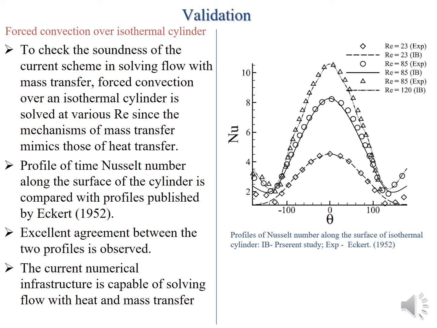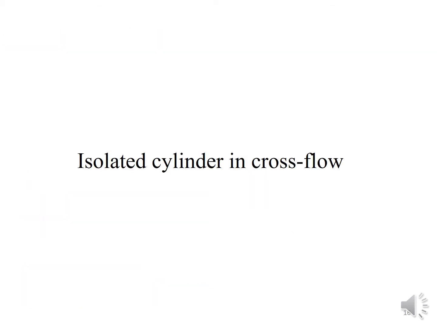So we take the forced convection over an isothermal plate, and this was performed by Eckert in 1952 for various Reynolds numbers, and we compare the profile of Nusselt number along the surface of the cylinder with the profile that was published. And again, we find that we have a perfect agreement between the current numerical scheme and the experiment of Eckert in 1952. So we can say that the method is capable of solving flow with heat and mass transfer. Having said that, now let's dive into the results section.